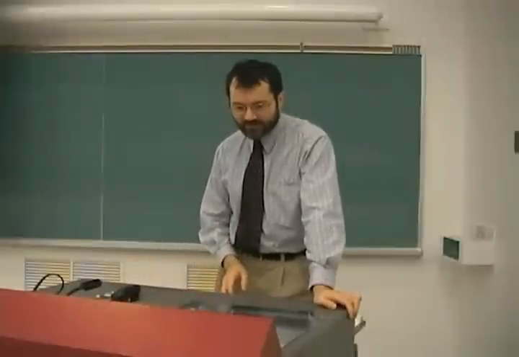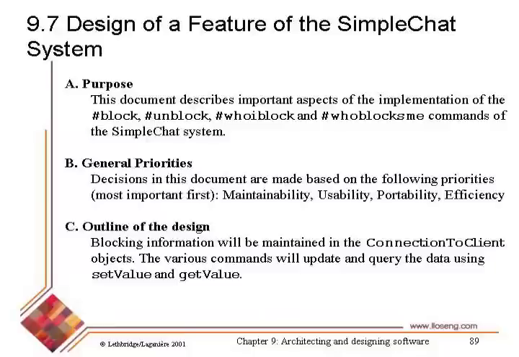So then we have the outline of the design. It just says that very simply in one paragraph. It's one feature, right? We're implementing a blocking feature, so this is going to be a short document. It says blocking information will be monitored in the connection to client objects, and the commands will update and query data using set value and get value.